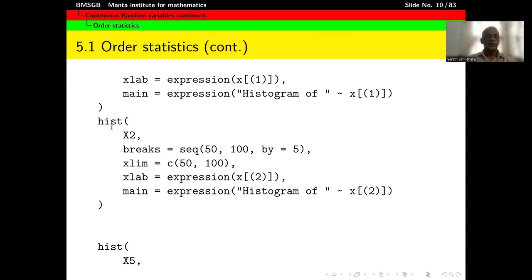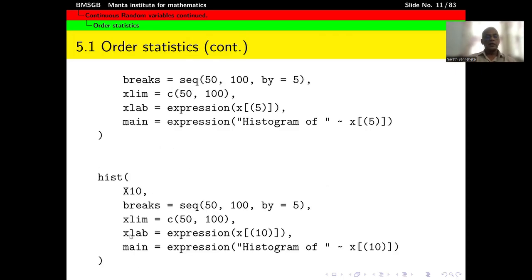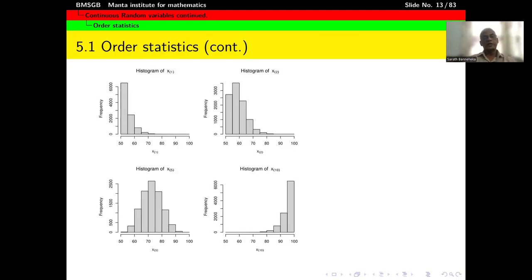Right. So similarly, for all the others also, I'm going to draw histograms of x2, x5, and x10. And this is what I get, right? So you can see all these have the same x-axis. All these have the same size of bins, right? Bin width is equal to 5, right?